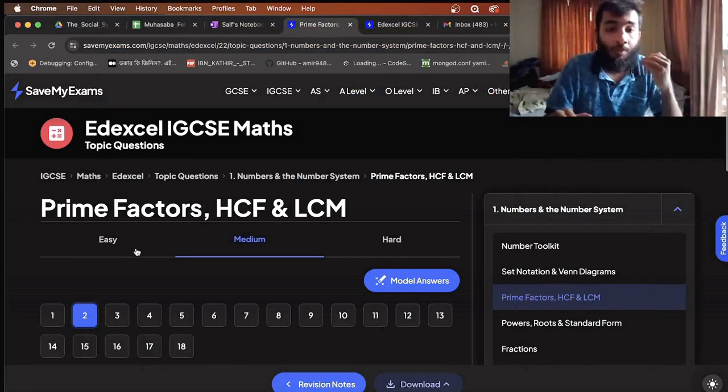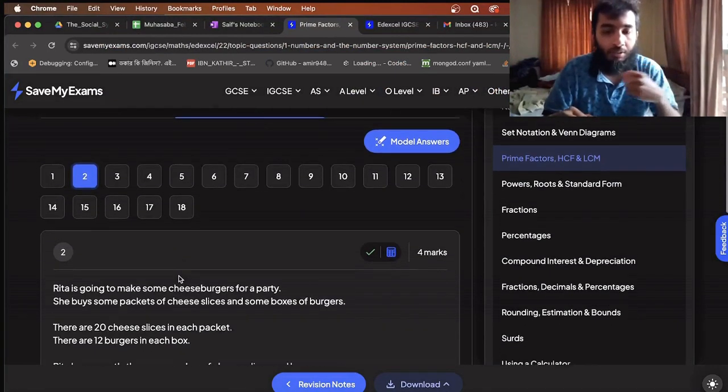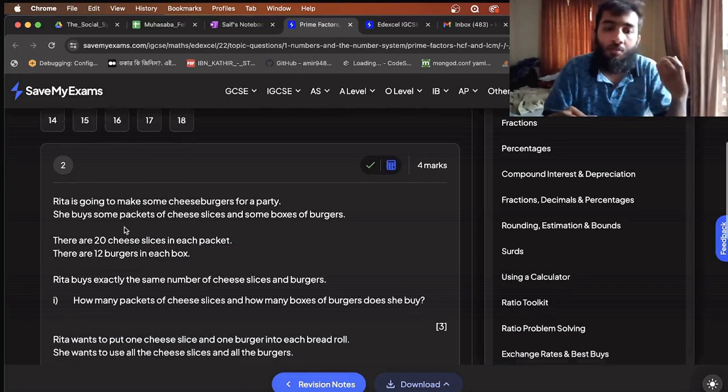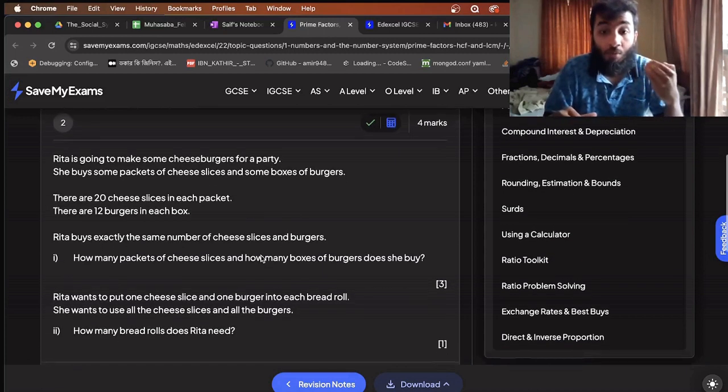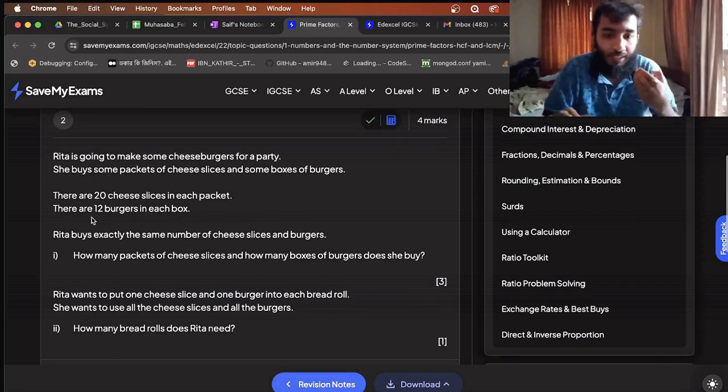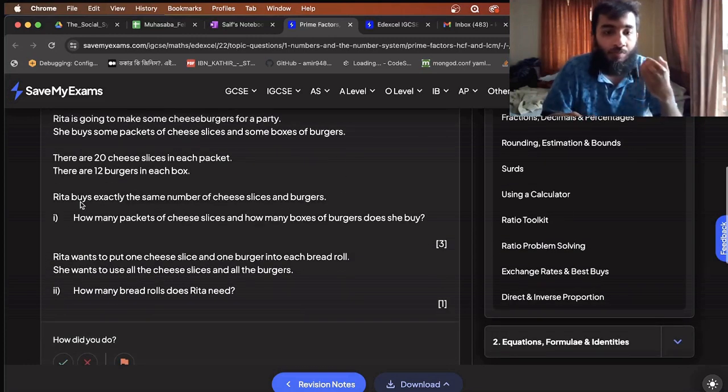Now we are going to focus on problem number 2 from the medium level of prime factors, HCF and LCM. Problem number 2 says Rita is going to make some cheeseburgers for a party. She buys some packets of cheese slices and some boxes of burgers. There are 20 cheese slices in each packet, 12 burgers in each box. Rita buys exactly the same number of cheese slices and burgers. The first query is, how many packets of cheese slices and how many boxes of burgers does she buy? Rita wants to put one cheese slice and one burger into each bread roll, using all the cheese slices and burgers. The second query is, how many bread rolls does Rita need?